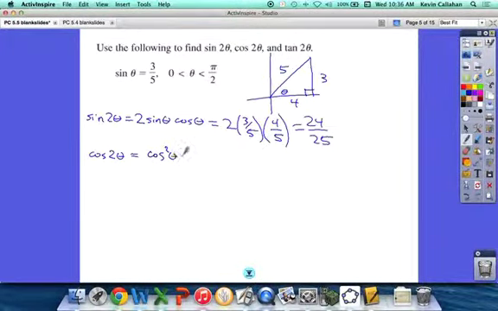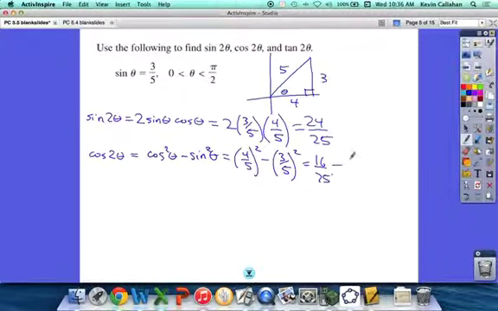Cosine squared theta minus sine squared theta. And the cosine squared is 4/5 squared minus the sine squared, which is 3/5 squared, which is 16 over 25 minus 9 over 25, which is 7 over 25.